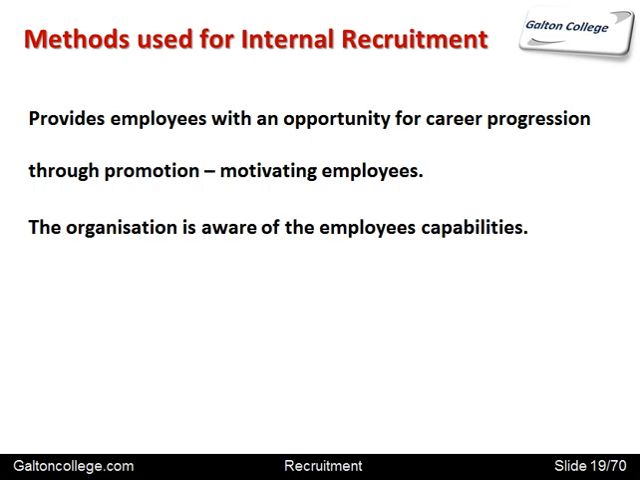And the organisation should be aware of the employees' capabilities. It's the role of HR to make sure that good records are kept about the employees' motivations, their qualifications, what they're doing to promote themselves, what their interests are, and so it's an opportunity for the organisation perhaps to move staff around internally to get a better fit between what the staff do and what the staff are interested in doing.